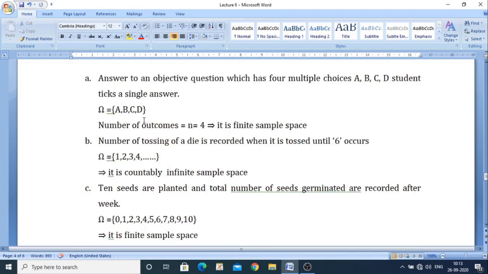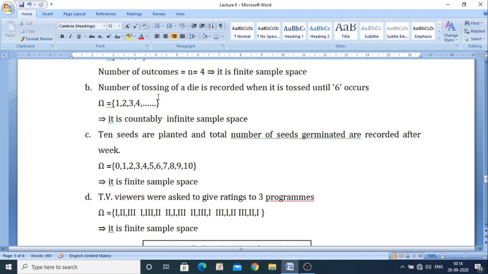So the first example, answer to an objective question which has 4 multiple choices A, B, C and D. Student ticks a single answer. So either student can tick on A or B or C or D, and that's why omega, that is the set of all possible outcomes, that is {A, B, C, D}. So number of elements or outcomes, that is n, is equal to 4. So it is a finite sample space.